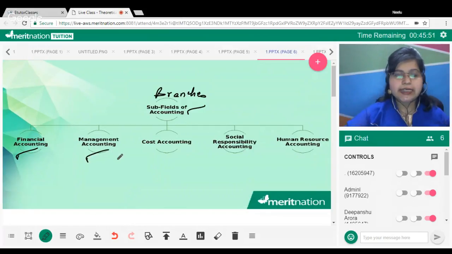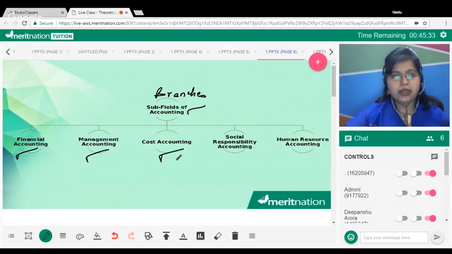Management accounting is a very recently developed branch of accounting, where we are dealing with information that is mostly important for the management, that is the decision making body of the organization, to take meaningful decisions.